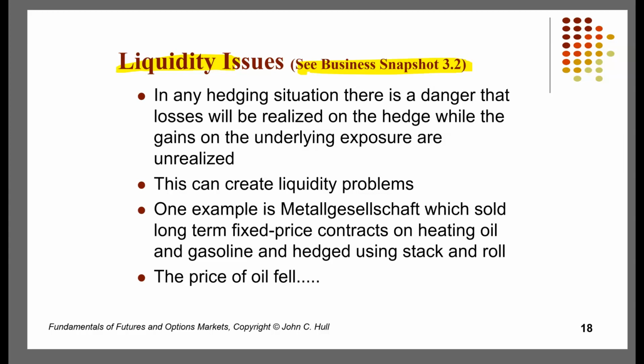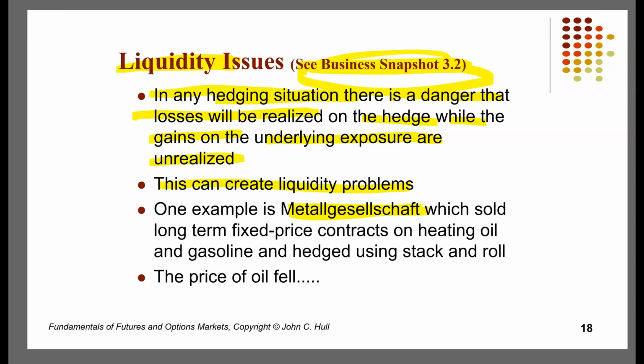And what we're saying here is that in any hedging situation, there's of course a danger, right? That losses will be realized on the hedge while the gains on the underlying exposure are unrealized. The idea here is that we have losses on the hedge. That is going to be the differences between the F1 and F2 that we talked about, that they realize, and they realize because, well, you enter into a futures contract, you have to post margins because of the daily settlement. And so that can create those liquidity problems, and the German company is that company.